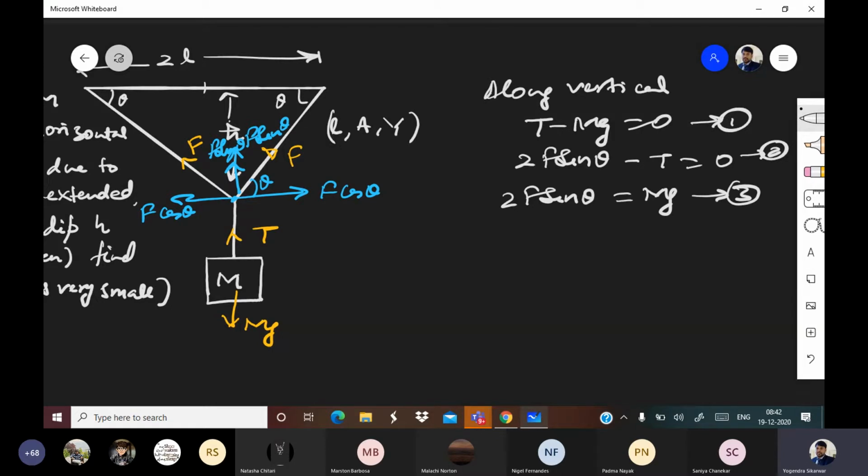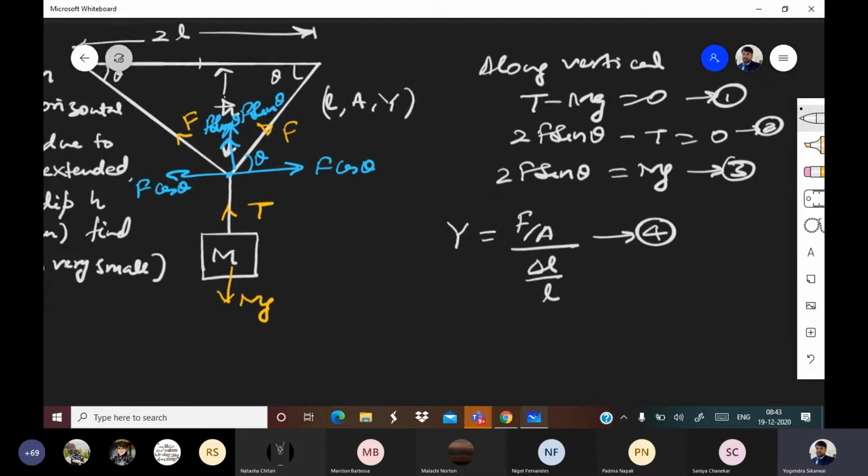Now let us apply the Young's modulus concept. So Y is equal to F upon A upon delta L by L. Y is equal to F upon A upon delta L by L. Now how much was this value of delta L by L? So let us see.